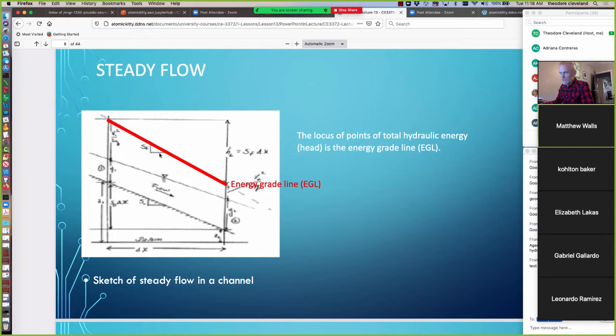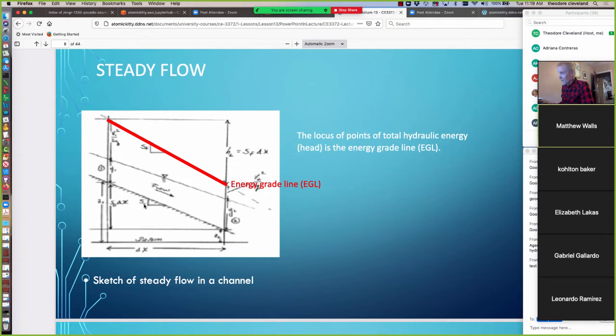In this case, the slope is indicated here by this triangle. And this leg of the triangle is labeled S sub F. And S sub F is the slope of the energy grade line. And the older term for it is the friction slope. So we have a friction slope, we have a bottom slope, we actually have a slope of the water surface elevation, but it doesn't have its own special name. So friction slope and bottom slope.